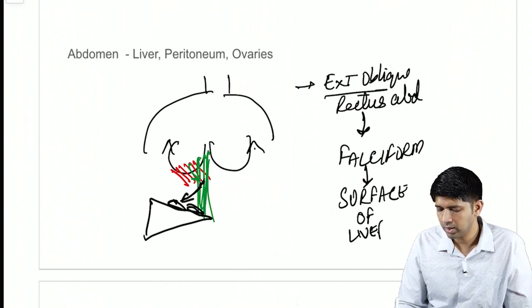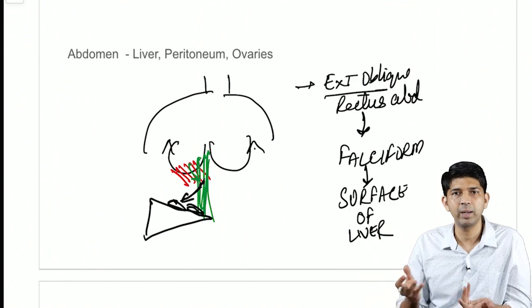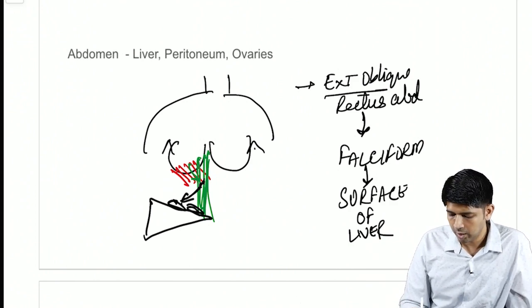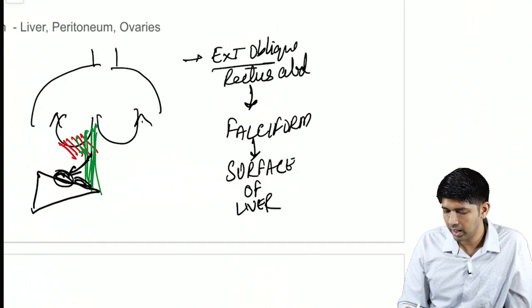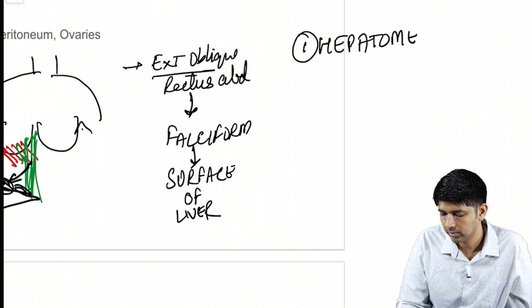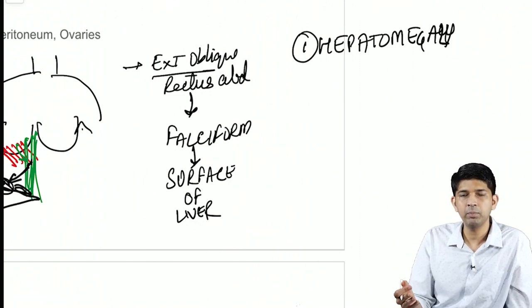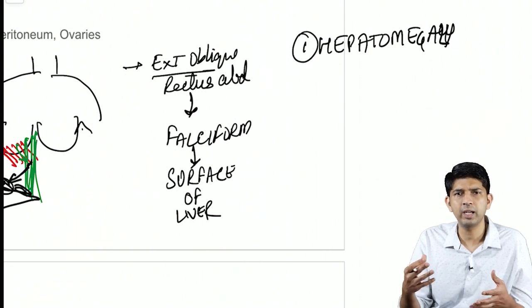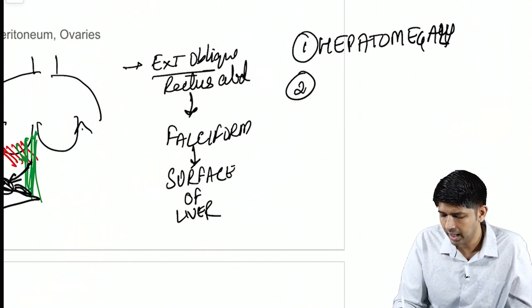So when it goes on to the surface of the liver, we know that the liver is covered by Glisson's capsule. So when it goes on enlarging, the liver will enlarge in size. So the possible symptoms you're going to have are hepatomegaly, that is a mass in the abdomen. Or when it involves the peritoneum, you're going to have a lot of fluid which is secreted because of the irritation of the peritoneum. They can have ascites.